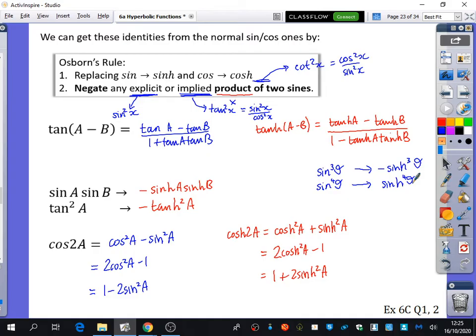If it was sine to the power of 6 theta, it would be negated because it would negate, not negate, and then negate again. So just to make that point clear.